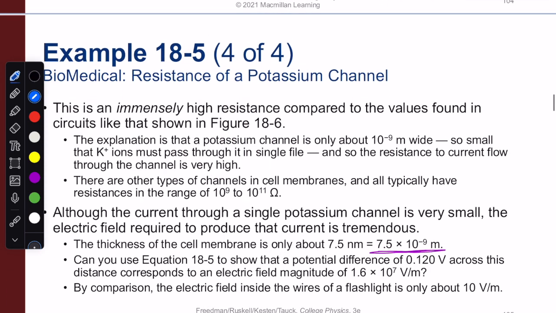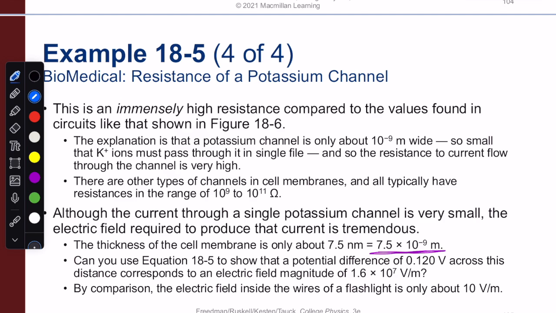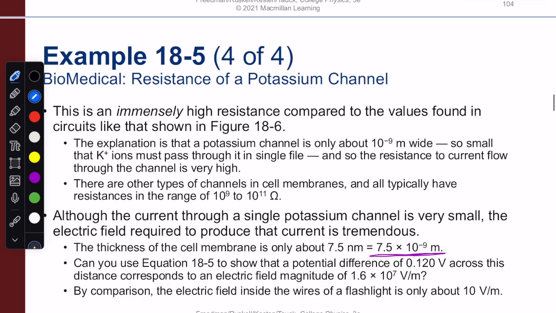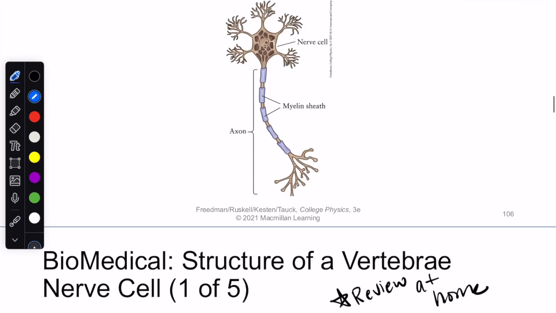So I believe this problem, it may not tell us the resistivity, but it does tell us why that number is so big. It's because look at the thickness of the cell membrane. It's 7.5 nanometers. So 7.5 nanometers is very, very small. And it's, of course, going to change and make the resistance really high.